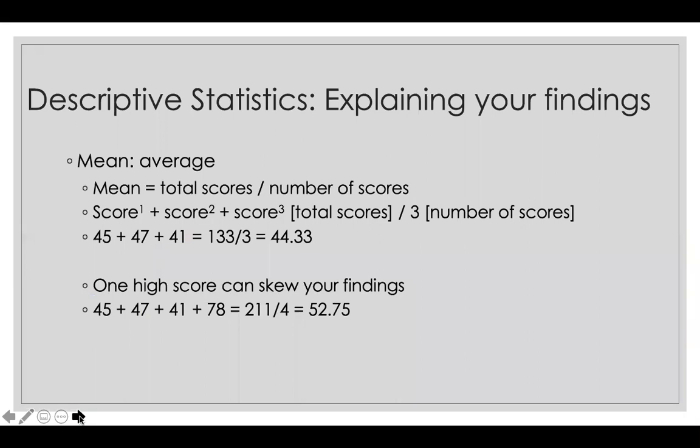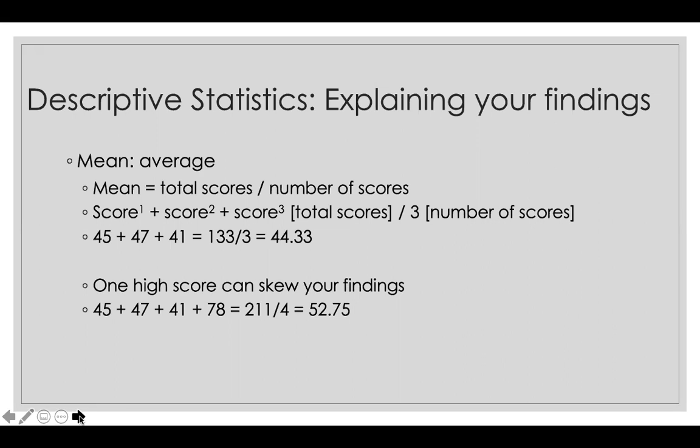We also need to think about measures of central tendency, and the first one is the average or the mean. So the mean is the total scores divided by the number of scores. So we add up score 1, score 2, score 3. We divide it by 3 because there are 3 scores, and in this example, we can see that the average is 44.3.